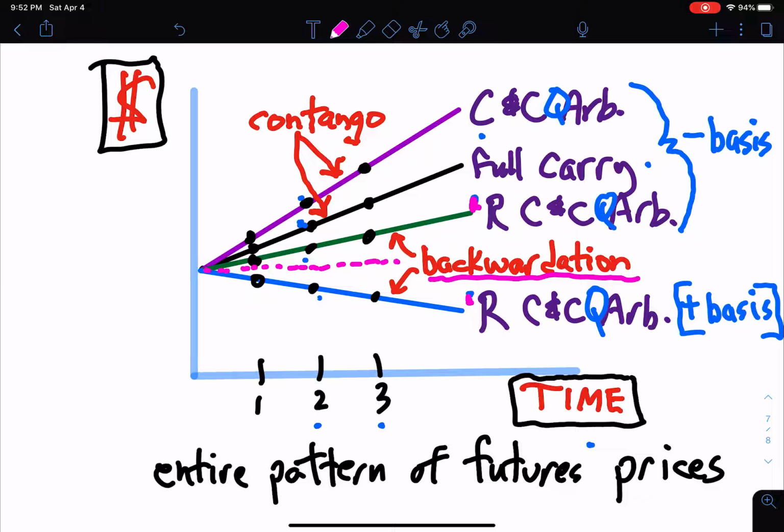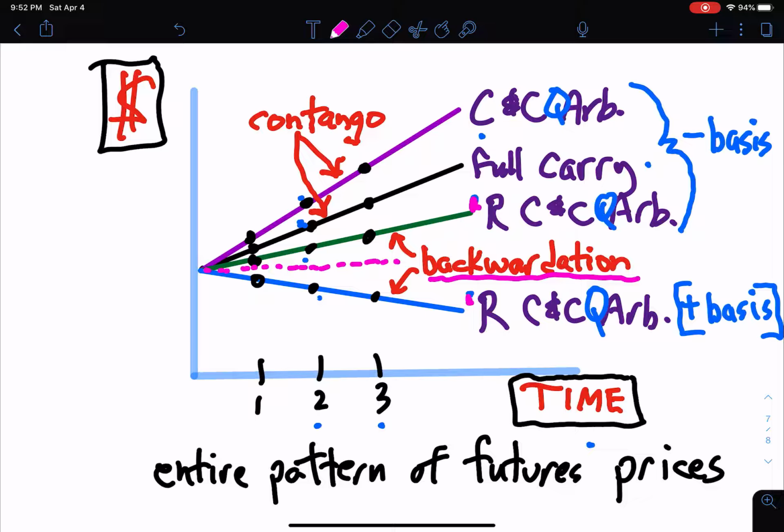So that's some notation, some wording that you should be familiar with. And so spend a few moments staring at this screen. Kind of a lot going on there, but it's helpful to think of entire patterns of futures prices that satisfy full carry or don't.